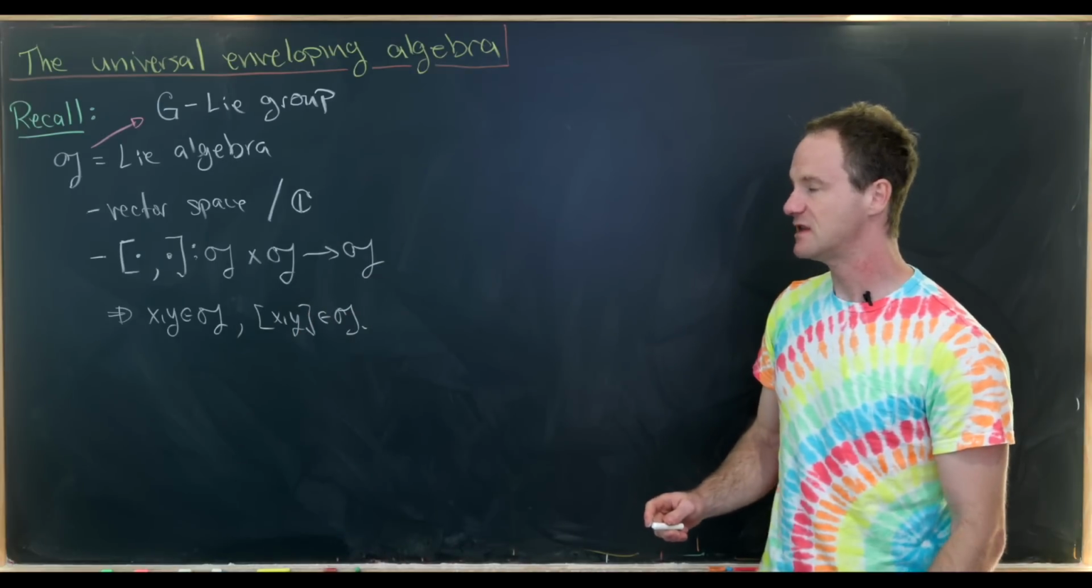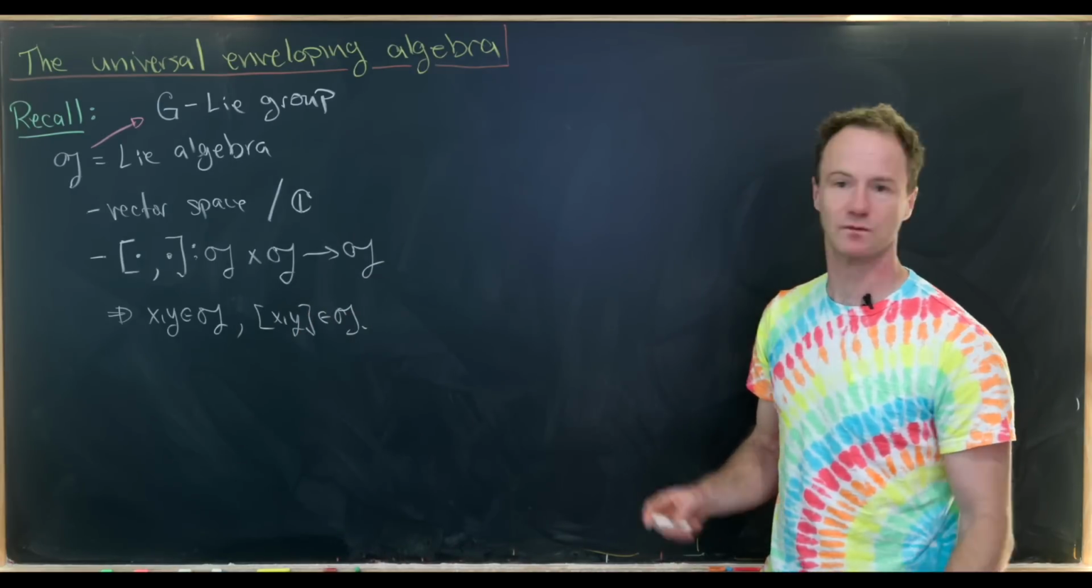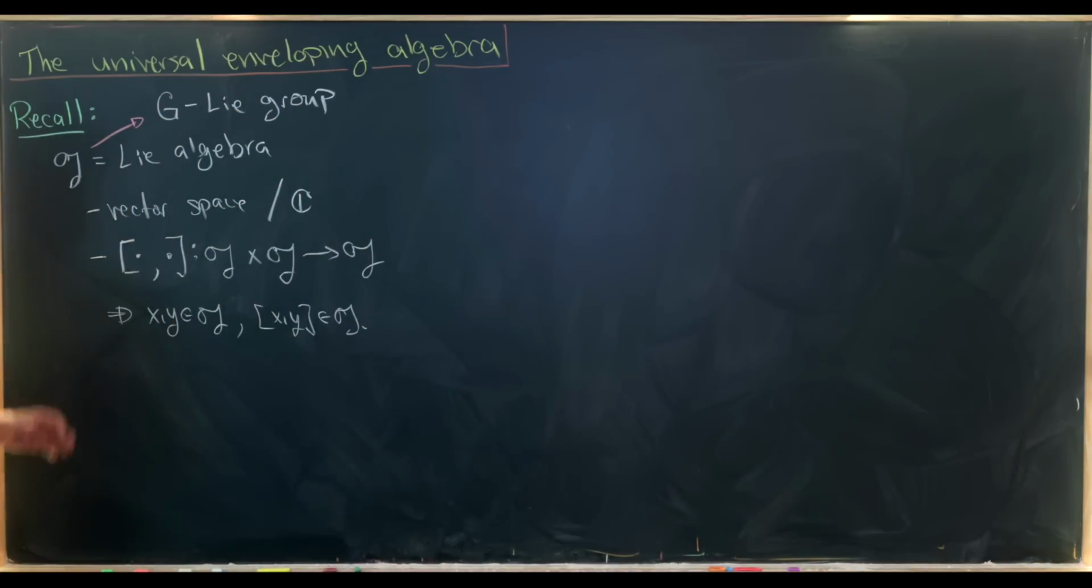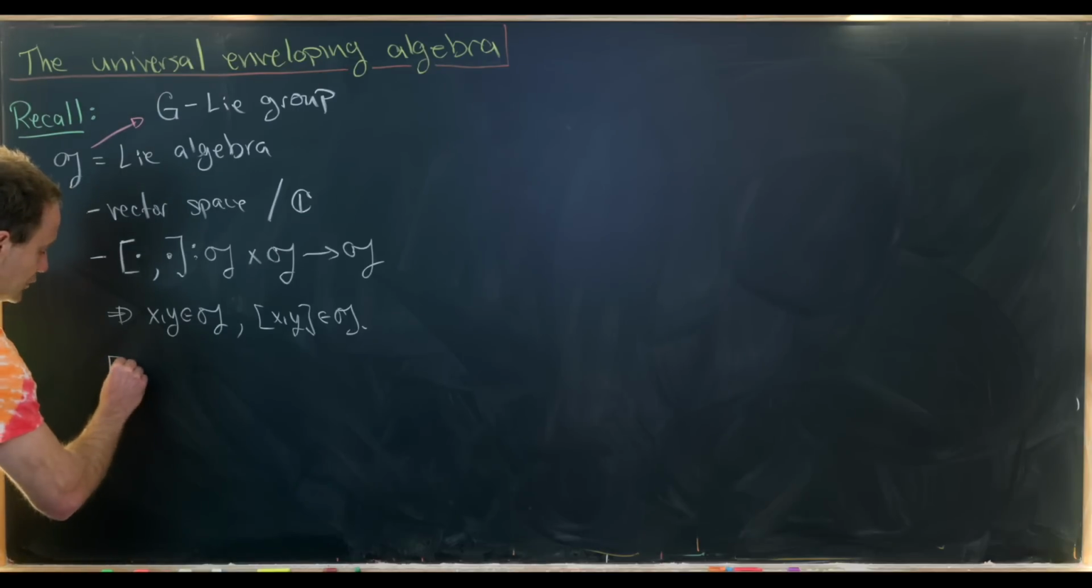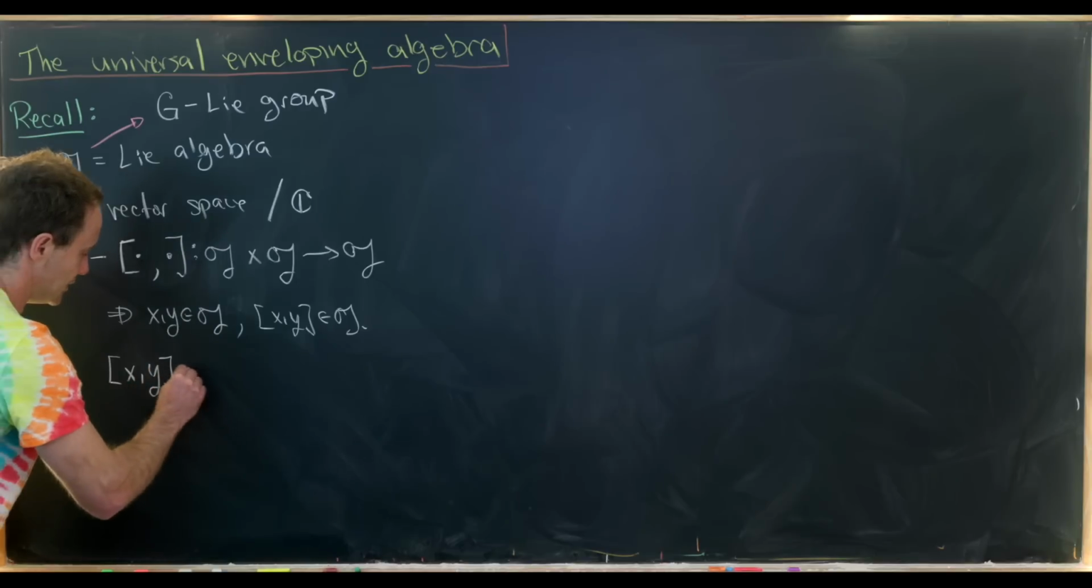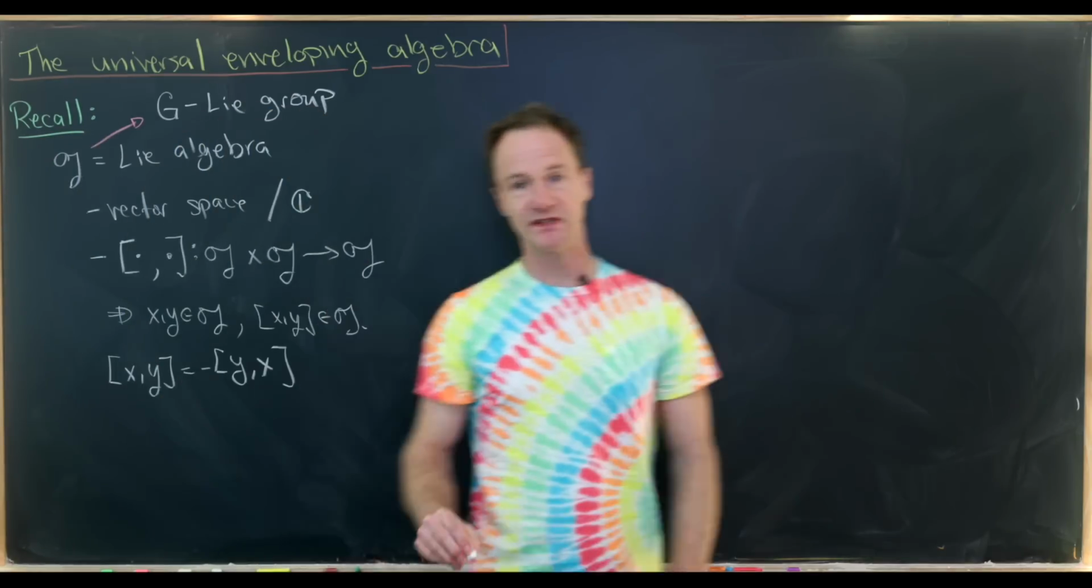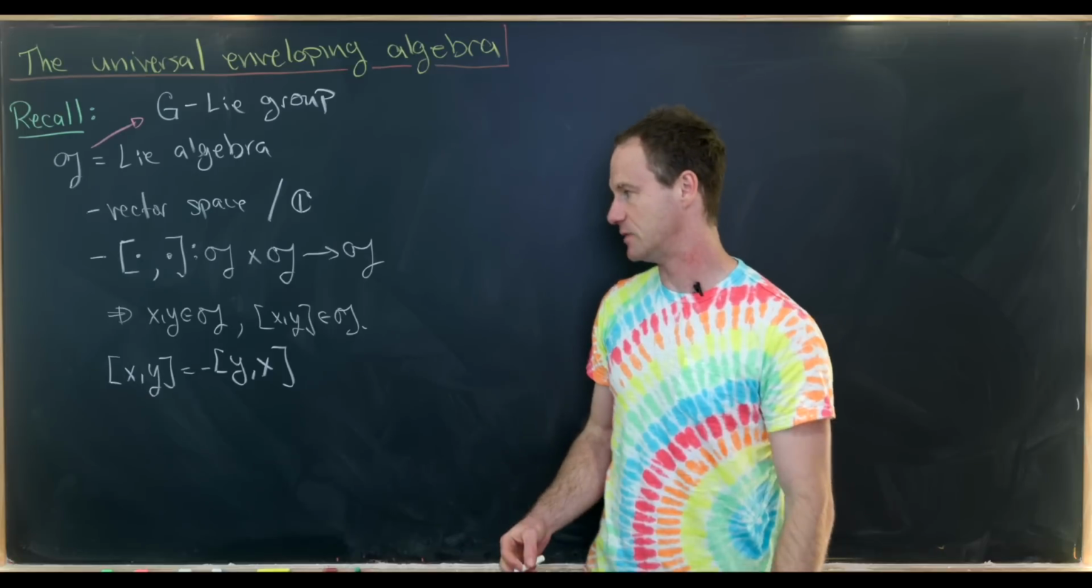And then this bracket has to satisfy some rules, obviously. Maybe the first rule is that it's bilinear. I won't write that down. That means you can split it up with scalar multiplication and vector addition. Another thing is it is skew symmetric, and that means that if you do bracket [X, Y], you get negative bracket [Y, X]. So it's not commutative, it's like anti-commutative.